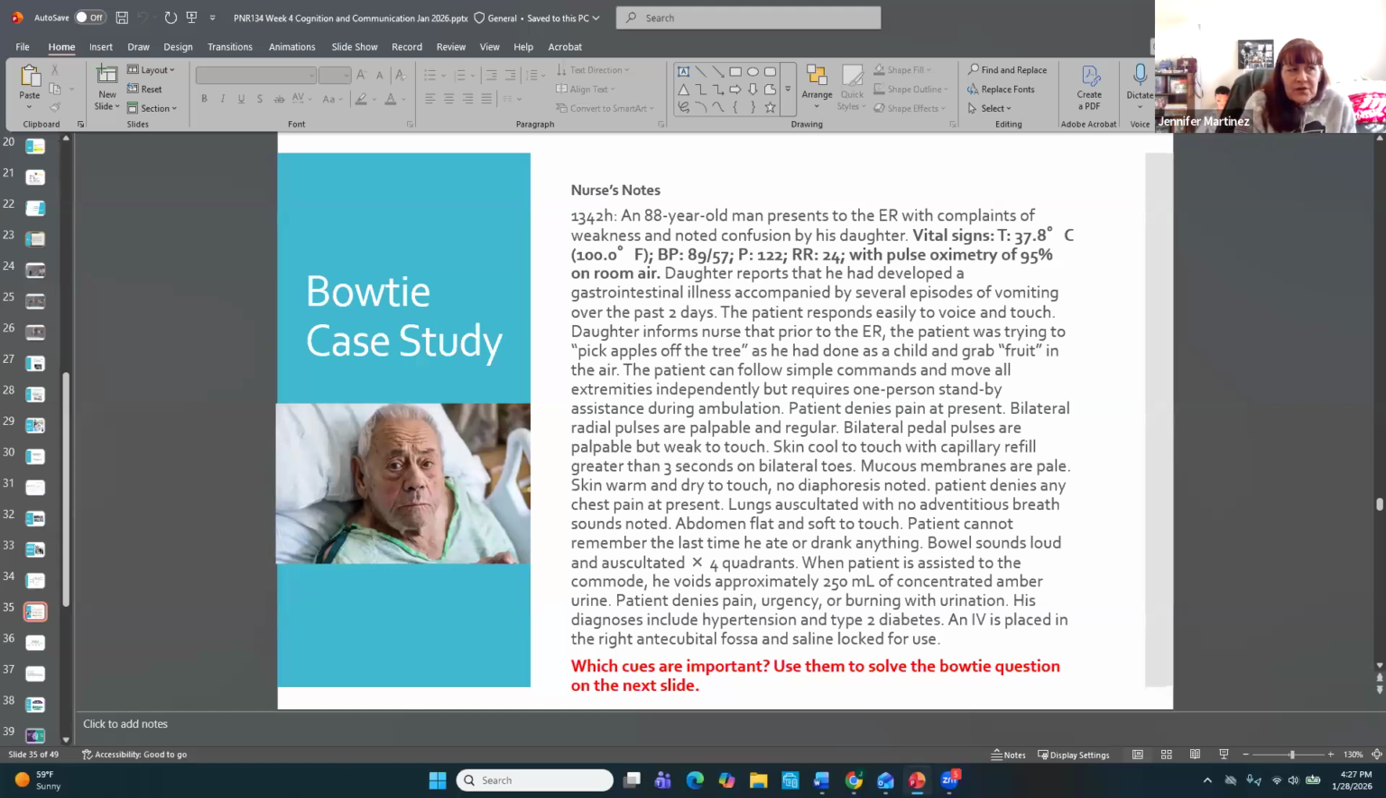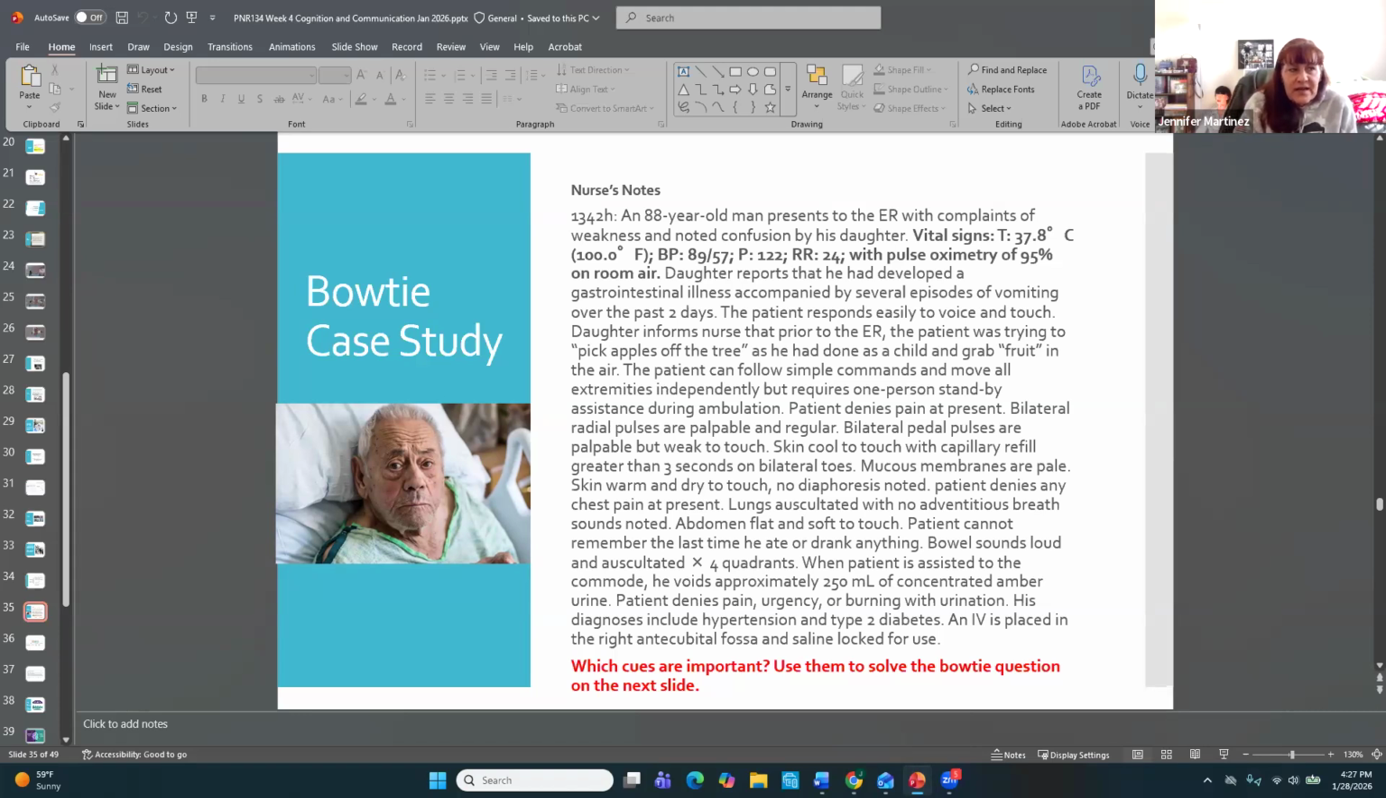The daughter informs the nurse that prior to the emergency room, the patient was trying to pick apples off the tree as he had done as a child, grabbing at fruit in the air. The patient can follow simple commands and move all extremities independently, but requires one person standby assistance during ambulation. He denies pain at present. Bilateral radial pulses are palpable and regular. Bilateral pedal pulses are palpable but weak to touch. Skin is cool to touch with capillary refill greater than 3 seconds on bilateral toes. Mucous membranes are pale.